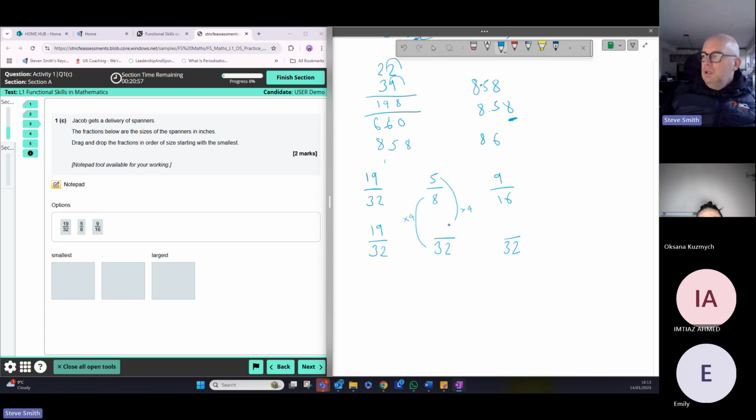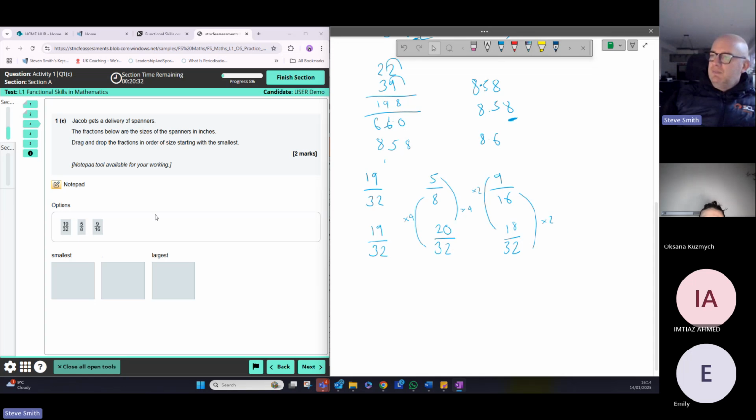So 4 times 5 is 20. And then this one, whatever we timesed that one by, we times it by 2. We need to times this one by 2, just so it doesn't clog up there. 9 times 2 is 18. So now we can clearly see that these fractions are really similar. 18, 19, and 20. But we can see now that 9/16 is the smallest.